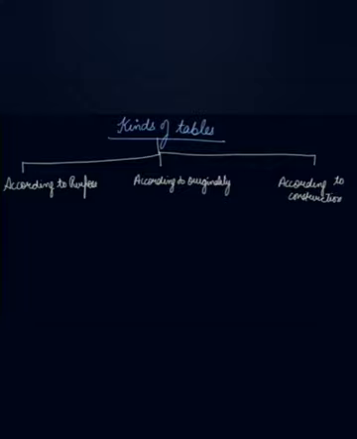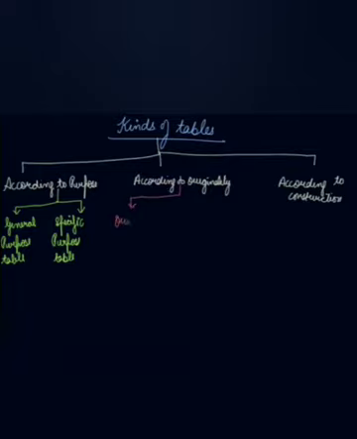According to purpose, your table is divided into two parts, that is your general purpose table or the second is your specific purpose table. According to the originality, your table is divided again into two parts, that is original table or the derived table.